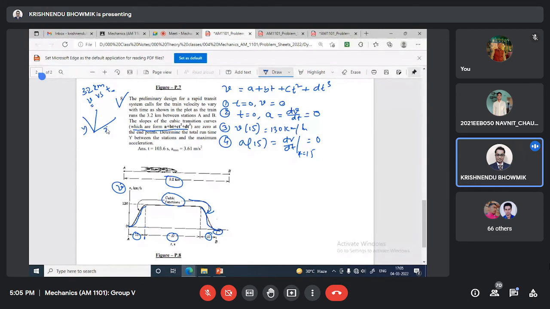So what we understood, we are using this concept: with y and x, and this is theta, dy/dx equals tan theta. That is the slope we are utilizing. Very good. So we will utilize these four boundary conditions to simplify this.